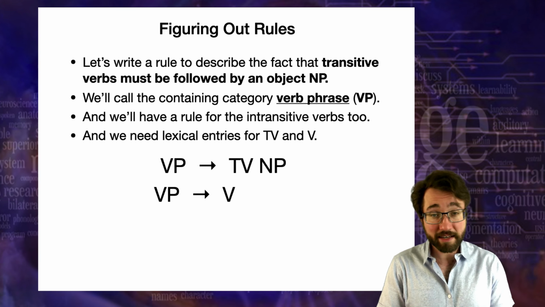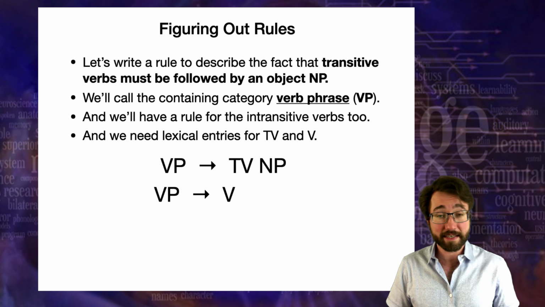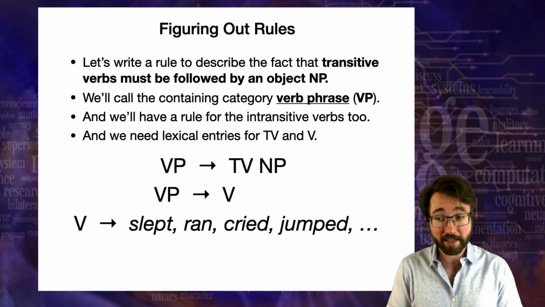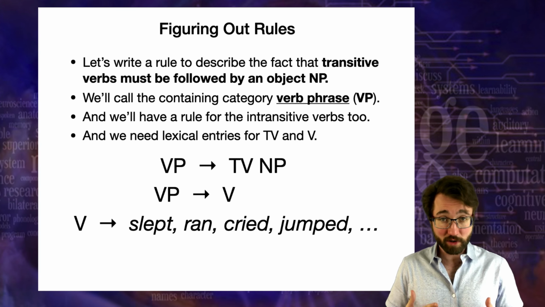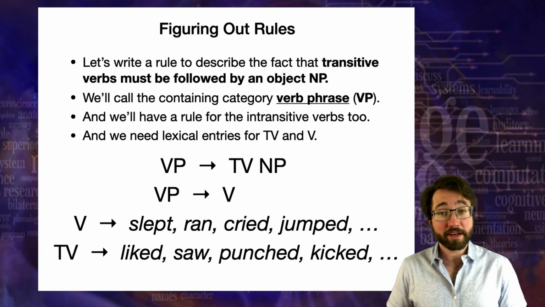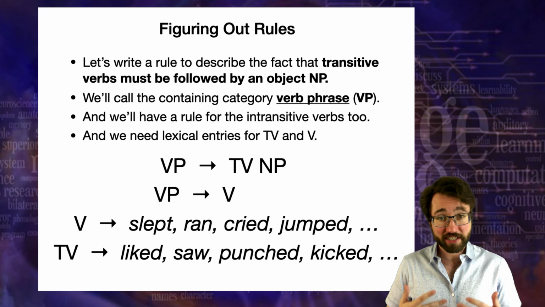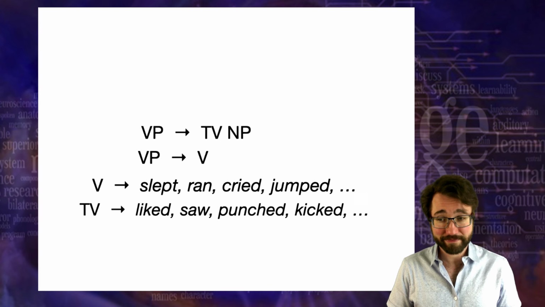We're also going to need lexical entries for all the TVs, transitive verbs, and all the Vs, the intransitive verbs. So your intransitive verbs will be things like slept, ran, cried, jumped. These are verbs that don't take objects. And your TVs, transitive verbs, are going to be things like liked, saw, punched, kicked. These are verbs that in fact do take objects.